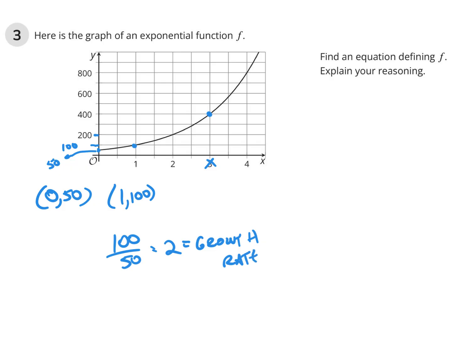So to write an equation, f of x is equal to our start, 50. Our growth rate is 2, or is doubling, to the x power. And we don't know what x is because we don't have any information on the graph. This is as reasonable a solution as I can give you.